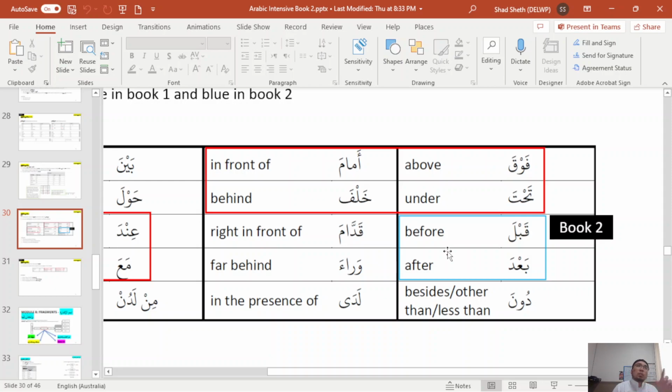Maybe. So again, just a recap. It's basically the same thing as book one. It's just addition of vocab. Okay? Is there anything that you are struggling with, Brother Osman? Looks like you're still processing.